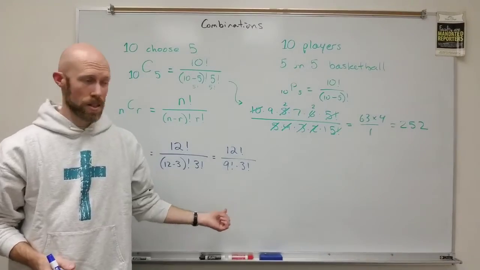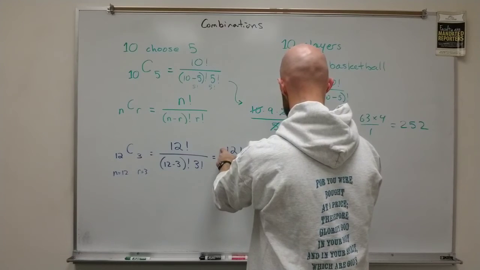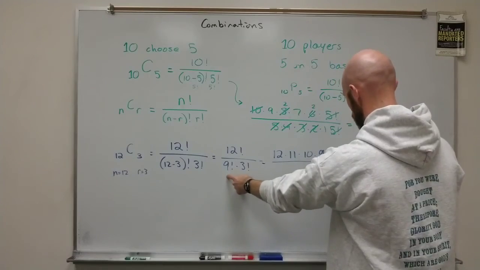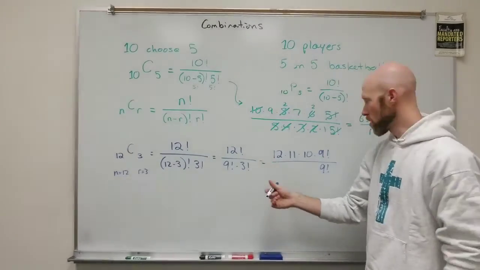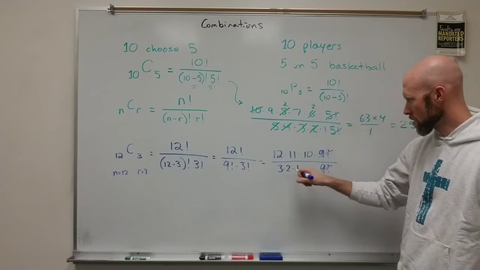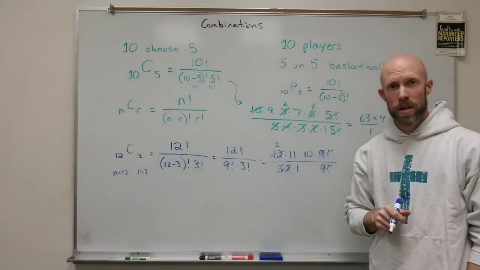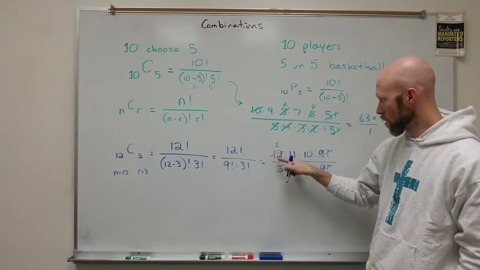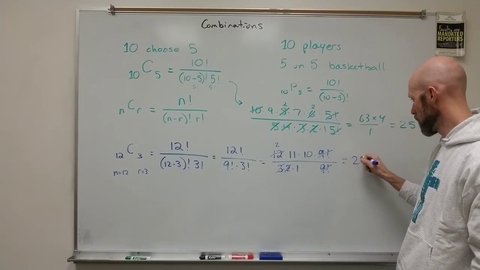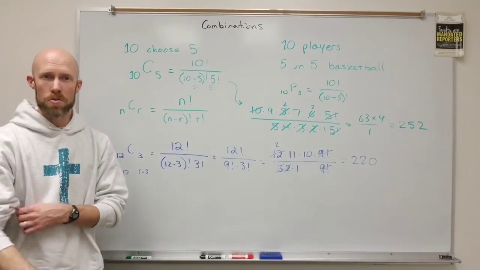You can do a lot of canceling on this one. The 9 is really nice here. The 12 factorial is 12 times 11 times 10 times 9 factorial, which I know will cancel with the other 9 factorial on the bottom. This 3 factorial, I'm going to write out as 3 times 2 times 1, and then I can cancel the 3 and the 2. That makes 6. That cancels with the 12 and makes it 2. Right, 12 over 6 is 2. And then I get 2 times 11 is 22, times 10 is 220. So there'd be 220 ways to choose those people.